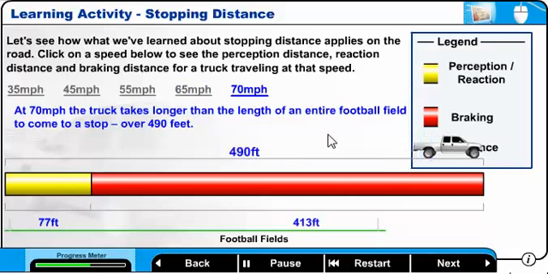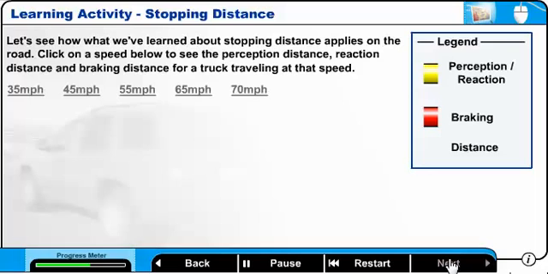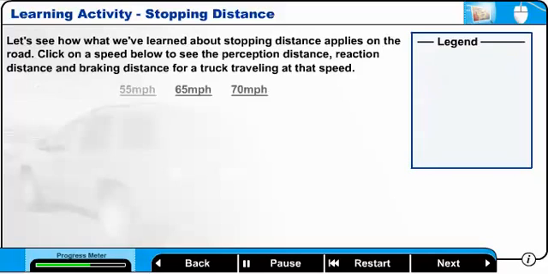At 70 miles per hour, the truck takes longer than the length of an entire football field to come to a stop, over 490 feet. Before we move on, it's important to note that larger vehicles require extra distance to safely stop. Typically, a passenger van would require a 15% greater stopping distance than an average vehicle. A commercial truck would require a 30% greater stopping distance than an average vehicle. Let's continue.